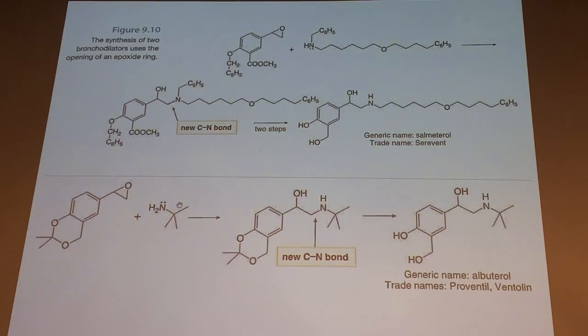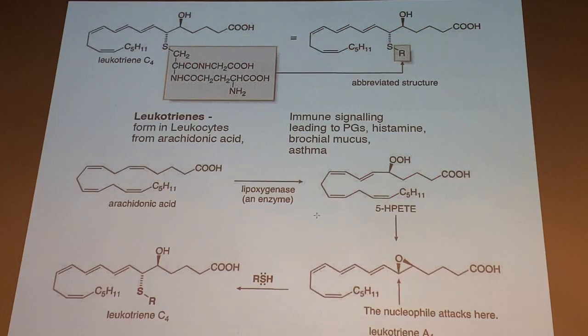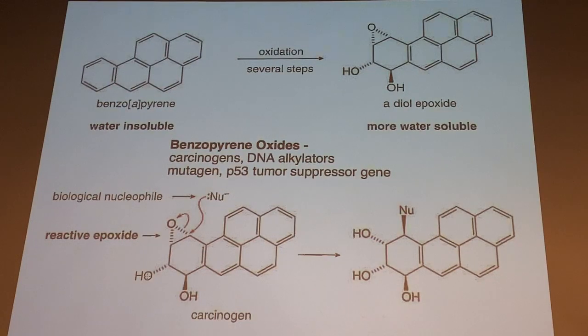Same thing here with this one, with the tert-butylamine, opening up the epoxide right there, forming that bond. Okay. Yeah, and those are those two different asthma drugs that we've talked about before. Epoxides in nature can be opened up by different types of nucleophiles. This is one in the leukotrienes, which are similar to the prostaglandins, and the sulfur is attacking right there. That's done with an enzyme, though.